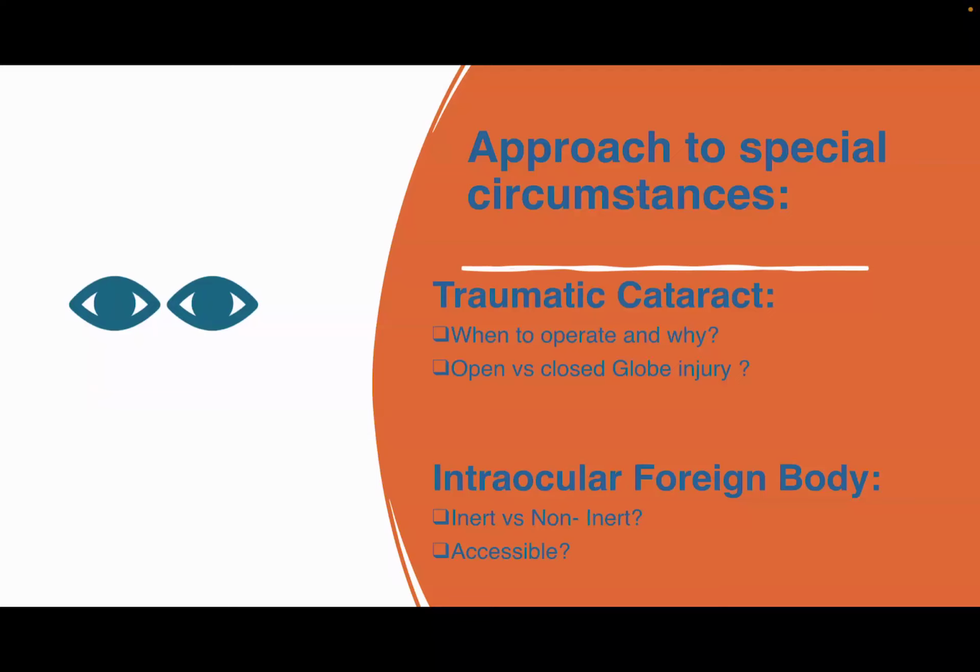If the intraocular foreign body is accessible, you can remove it, go with it. If it's not really accessible or you're not sure whether it's accessible or not, try to find out what kind of material this intraocular foreign body is made of. If it's an inert intraocular foreign body like plastic, you can leave it if it's hard to access. If not inert, like copper, iron, or vegetable materials like wood, you have to address this intraocular foreign body sooner.